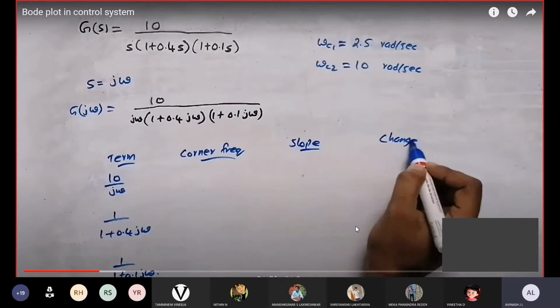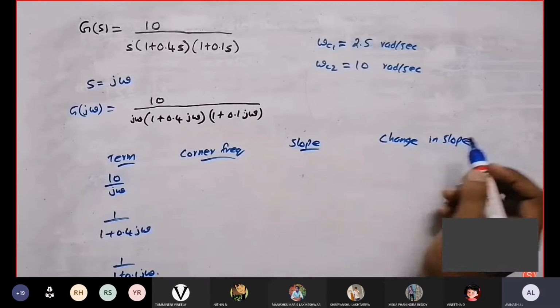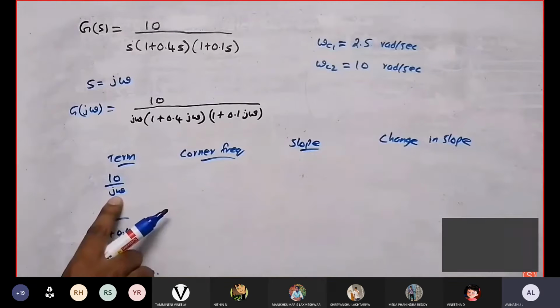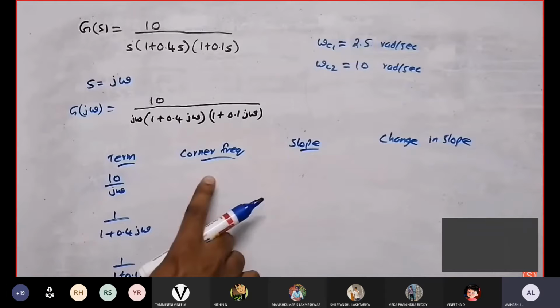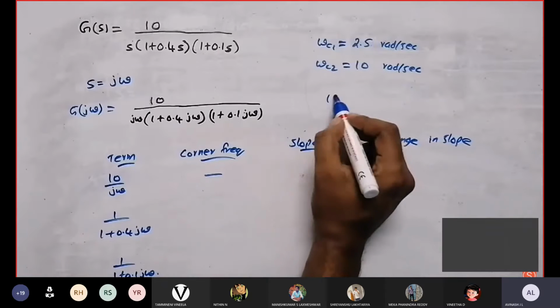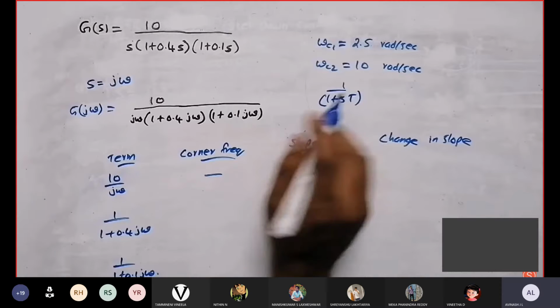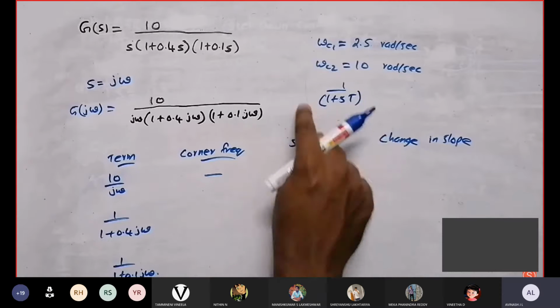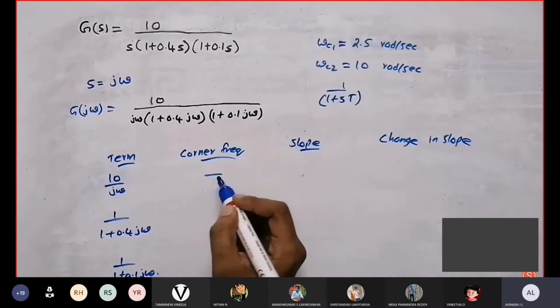then write the change in slope. So we need to draw a table like this. So the first term, it is 10 by j omega. What will be the corner frequency? There is no corner frequency because you need to get that in a standard form like this, 1 by 1 plus ST. Here it is only S is there. We need it in the standard form like this. Okay. So there is no corner frequency.